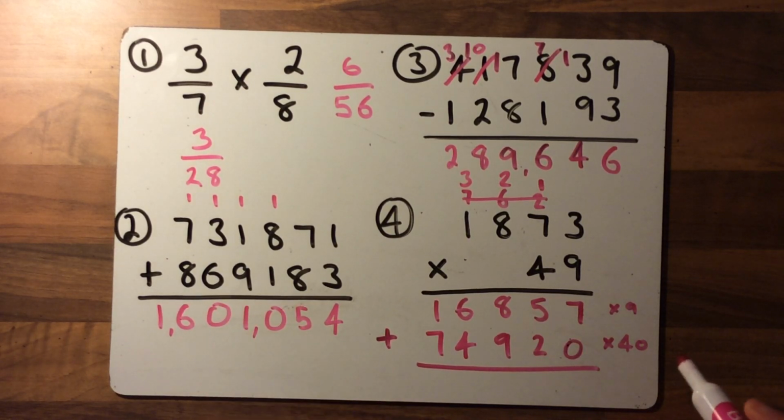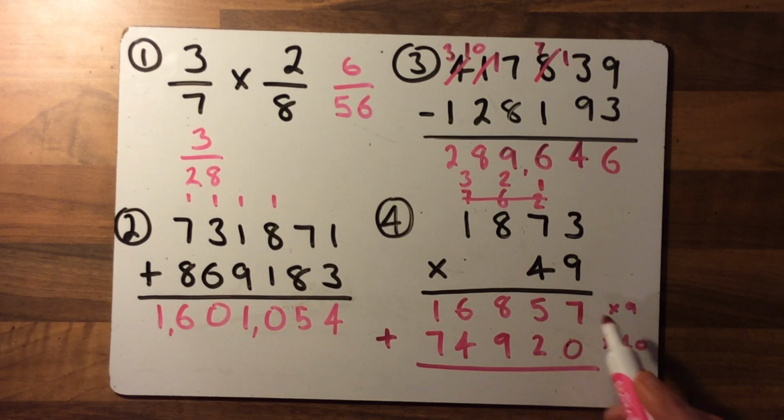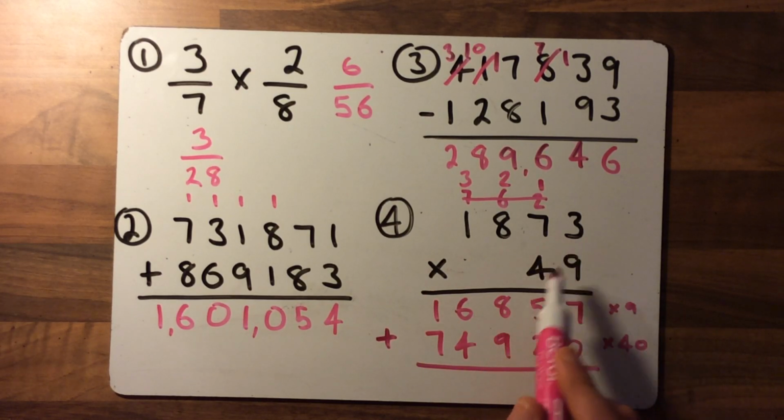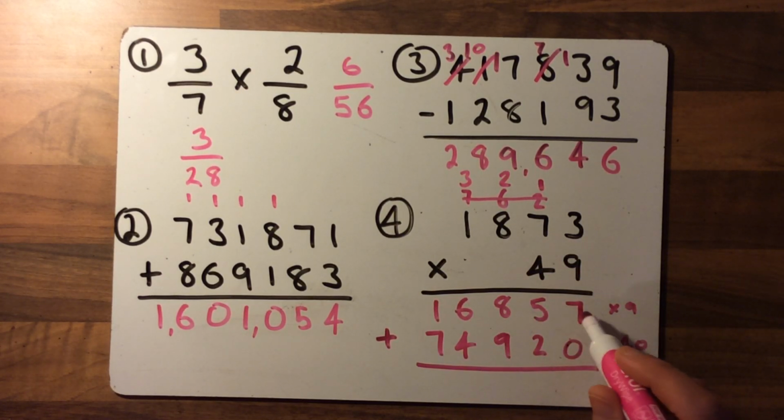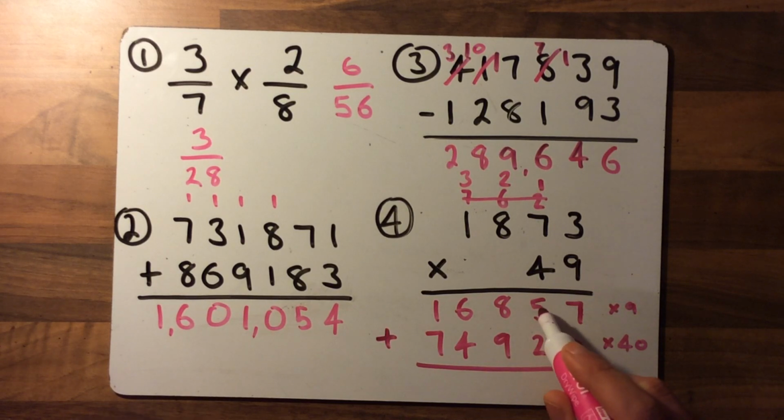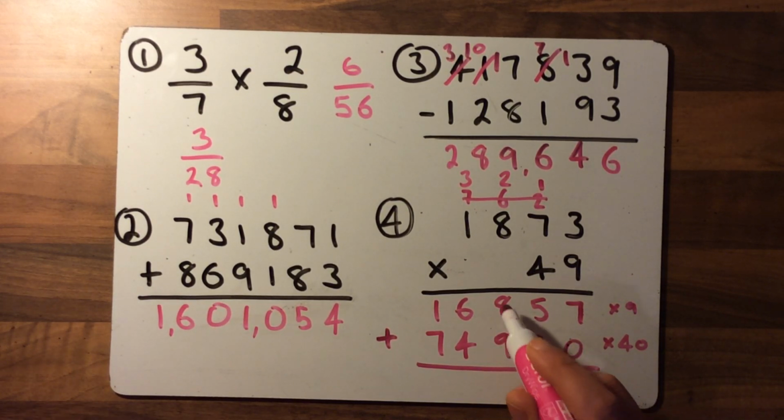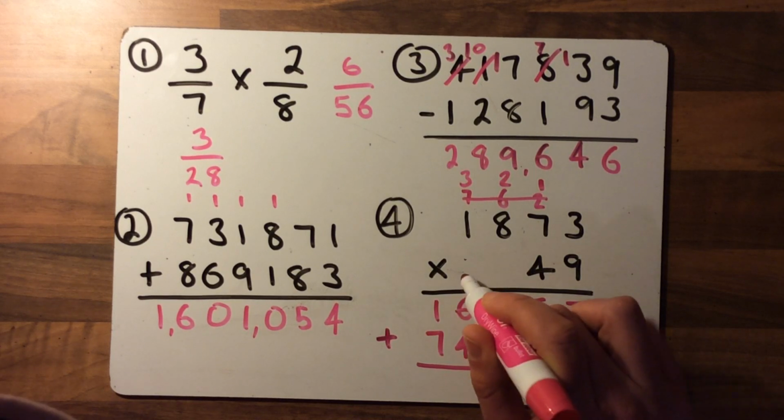And then we add the numbers up. Remember, this second number here should always be larger than the number on the top, because you're multiplying by a much larger number here. So then we can add them up, because 9 plus 40 equals 49. And if we add this number and this number, it would tell us the answer to what 1,873 times 49 is. So 7 add 0 is 7. Then we've got 5 add 2, which is 7 again. And then we've got 9 add 8, which is 17.